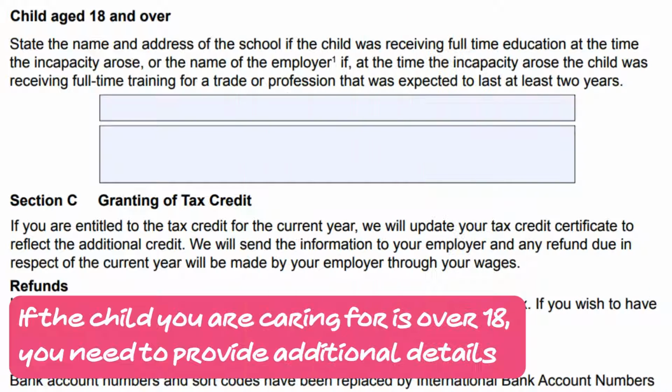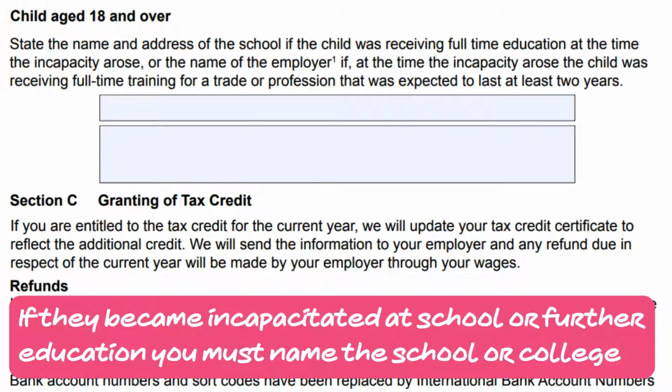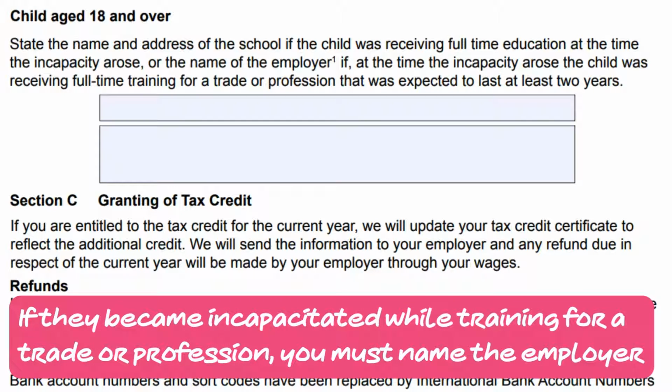Step 5. If the child you are caring for is over 18, you need to provide additional details. If they became incapacitated at school or further education, you must name the school or college. If they became incapacitated while training for a trade or profession, you must name the employer.